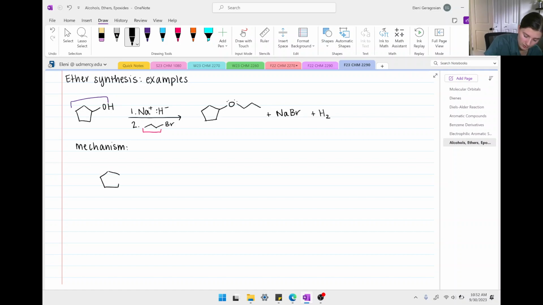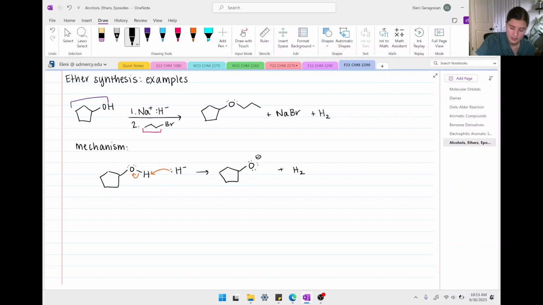We have the alcohol in the presence of a strong base. So that means that the alcohol is going to act as the acid and donate a hydrogen. The hydride ion takes the acidic hydrogen. Oxygen gets the non-bonding electrons. So we have our alkoxide. We have H2 as a byproduct.